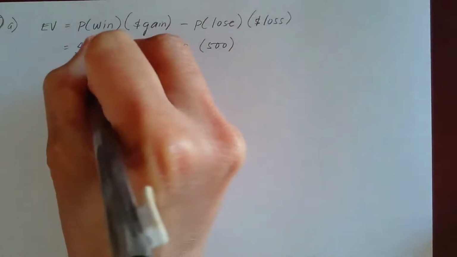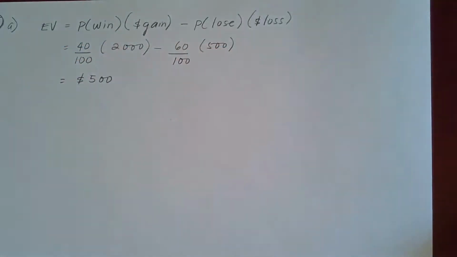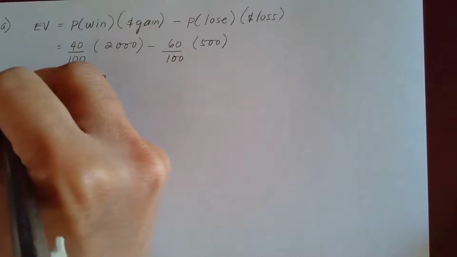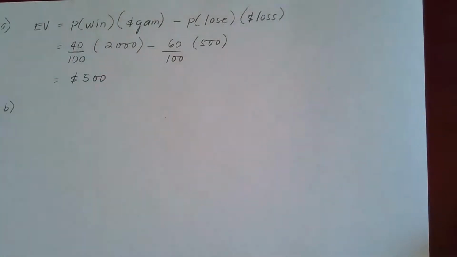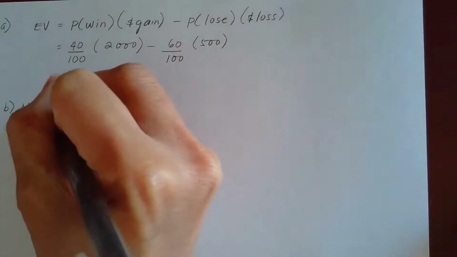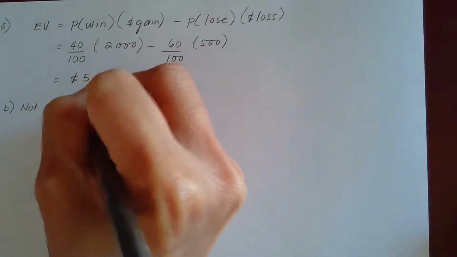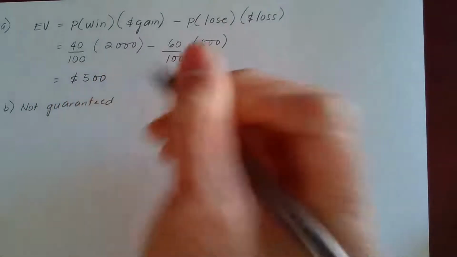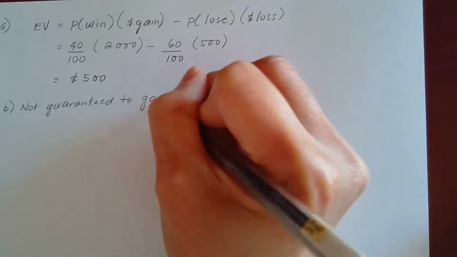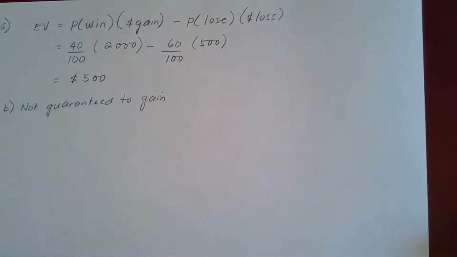I got 500 bucks. Okay, so my expected value is $500. Now, the interesting question is letter B. Is this guaranteed? And there is no such thing as guarantee. Not guaranteed to gain. Although we expect to gain from this, and that's basically what probability is.